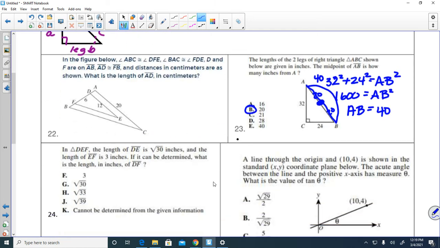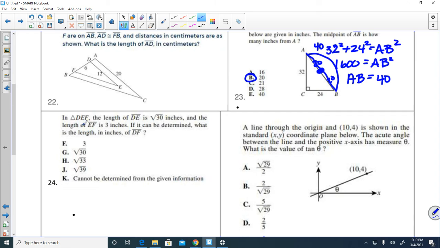And then there was another one that was similar. This question is about triangle DEF. They haven't given me a triangle, but I'm just going to sketch one. It may not be to scale, but here we go. Triangle DEF. It says DE is the square root of 30, and the length of EF is 3. If it can be determined, what is the length in inches of DF?